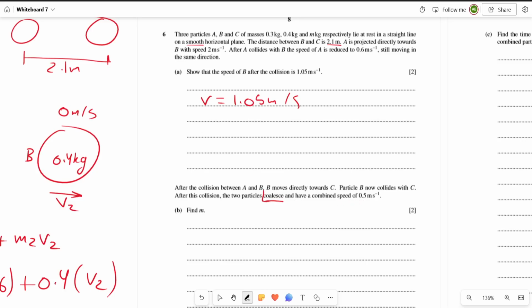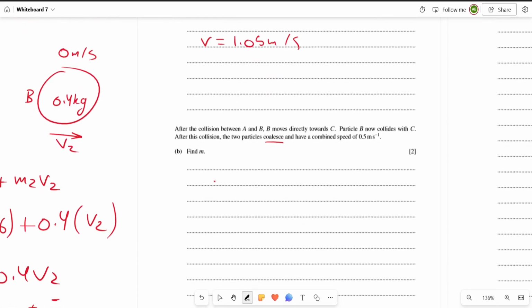This is a super important word. Whenever it tells you coalesce or join or combined, it means that after the collision, the particles stuck together and they are moving as if they are one big particle. With the masses combined together, its mass is going to be the mass of the first plus the mass of the second, and they're going to move with just one singular speed. This is super important, and I'm going to show you how to think about it.